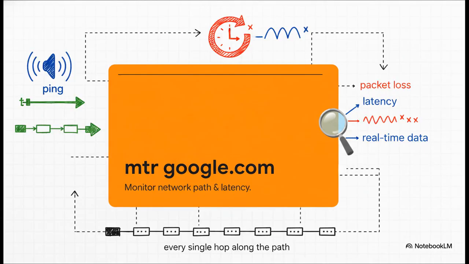Now, for an even more powerful view, we've got MTR, which stands for My Traceroute. You can think of this as Traceroute on steroids. It basically combines Traceroute and ping into one single continuously updating dashboard. It just keeps sending packets over and over, giving you this amazing real-time view of packet loss and latency for every single hop along the path.